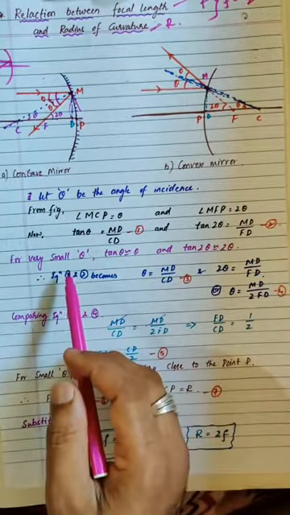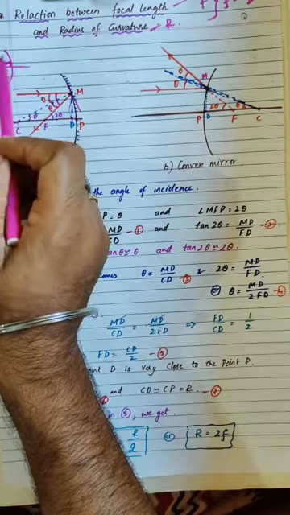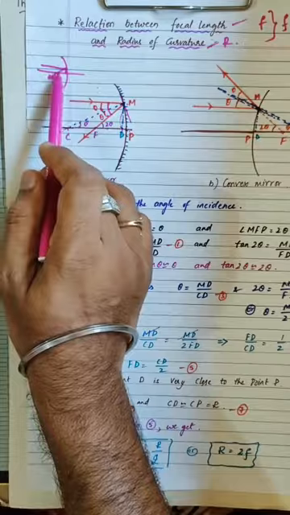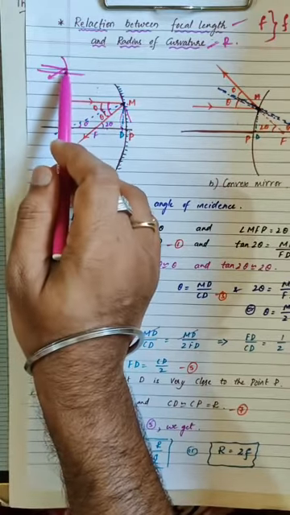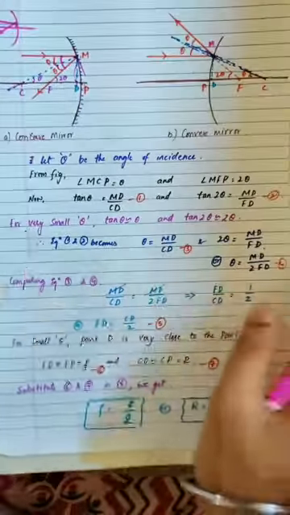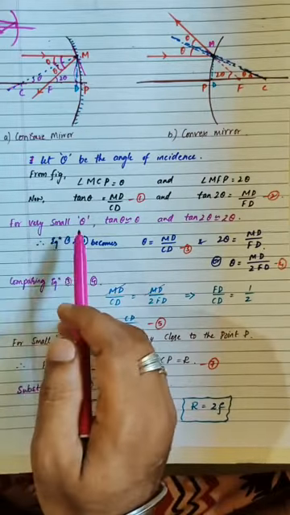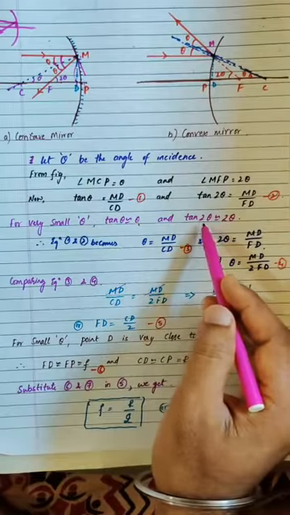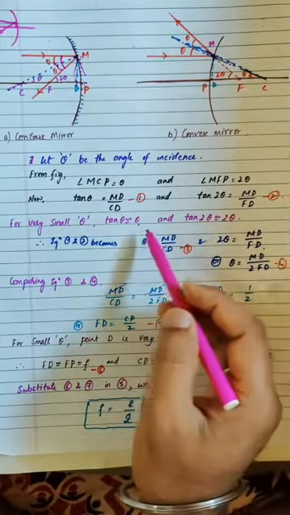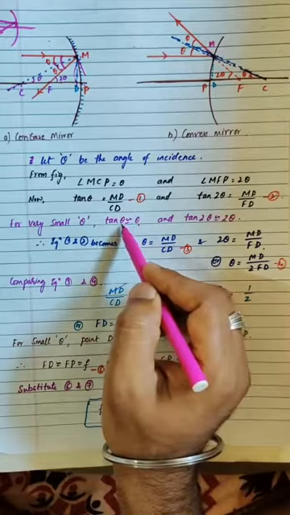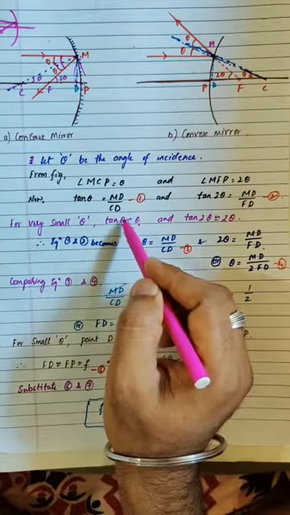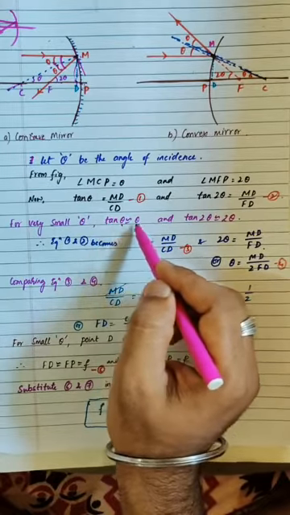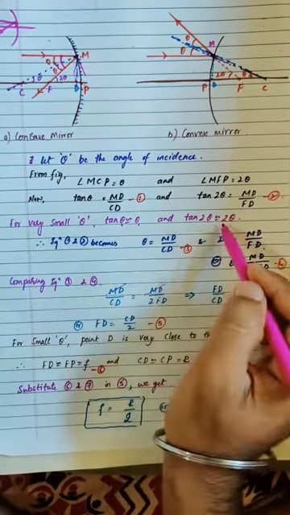Now I already told you, if the rays are paraxial rays and very close to the principal axis, this ray is parallel, so theta will be very small. For a very small angle theta, tan theta is approximately equal to theta, and tan 2 theta is approximately equal to 2 theta. You can put some very small value here, and tan of that very small value will be again approximately the same value.